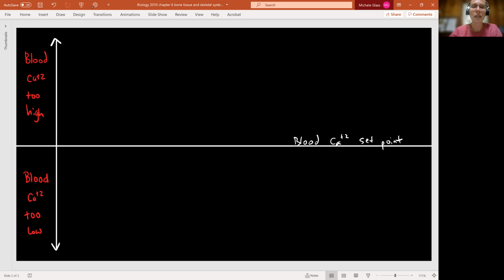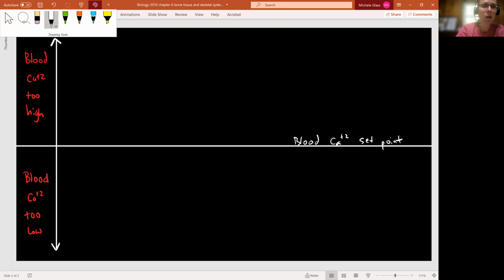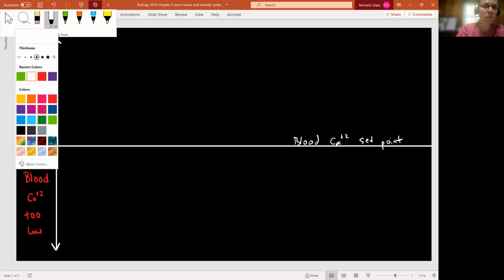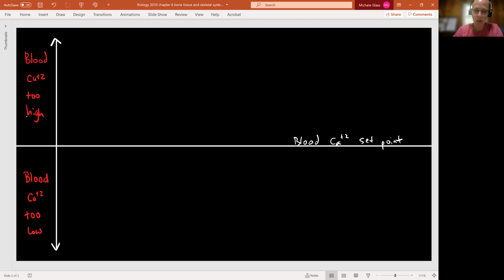Remember, the set point is that homeostatic standard for what we're expecting to see. Okay, so let us start by looking at what actually happens when our blood calcium levels are too low. So we're going to start with that bottom half of our figure eight.